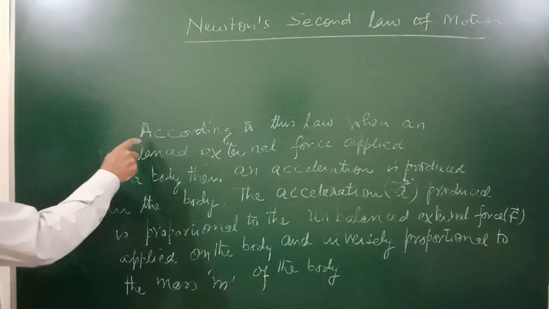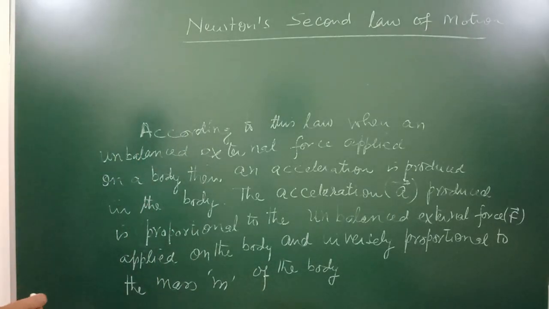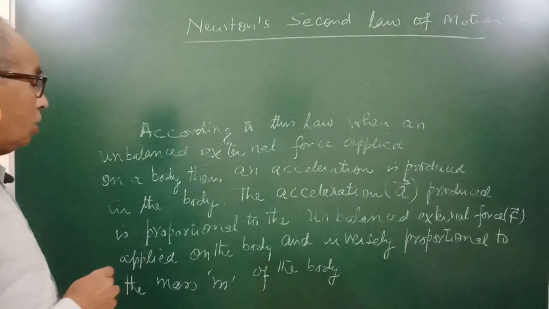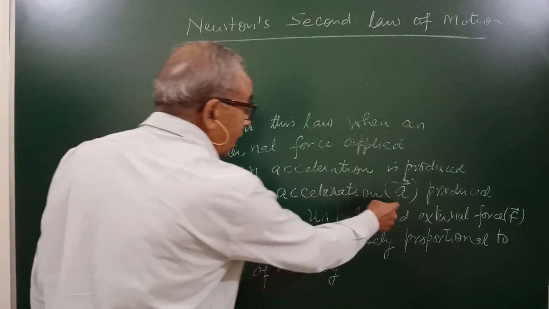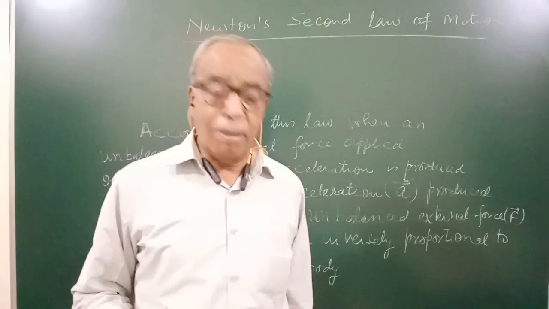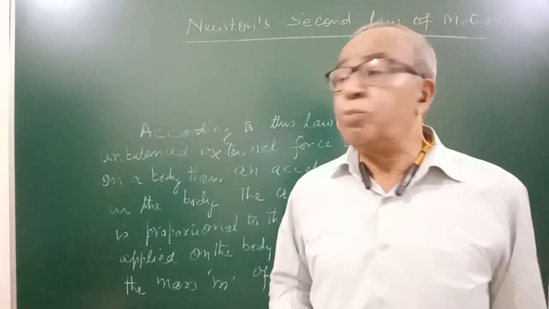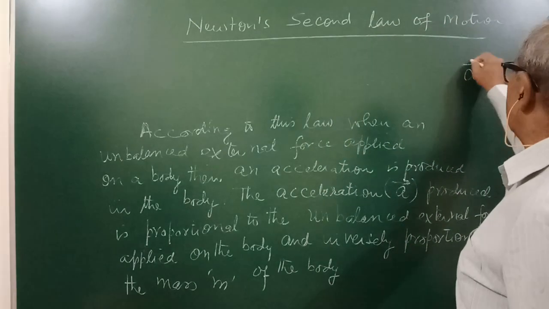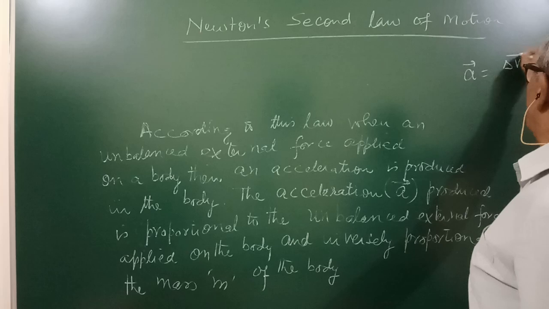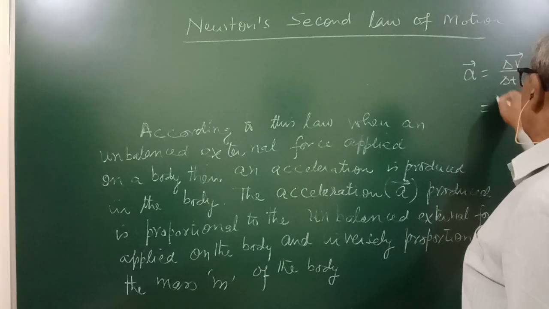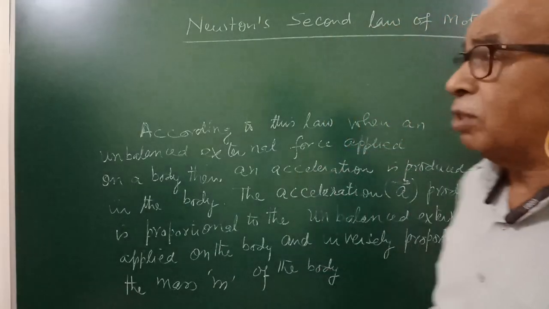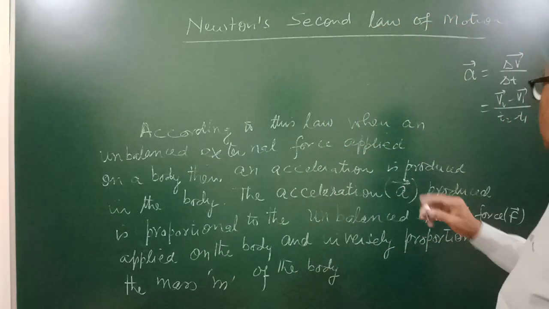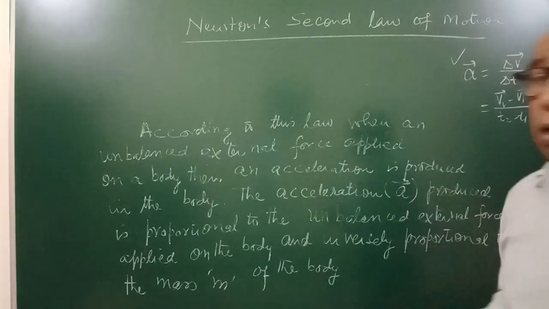This is the first sentence. According to this law, when an unbalanced external force is applied on a body, then an acceleration is produced in the body. The acceleration a, I think you know the definition of acceleration, change in velocity per unit time. Vector a is equal to delta v upon delta t, that is v2 minus v1 upon t2 minus t1. So when an unbalanced force is applied on a body, an acceleration is produced. Acceleration you have learned in the previous chapter.